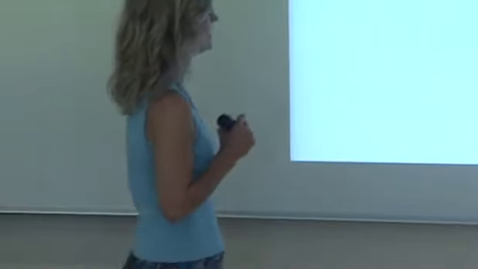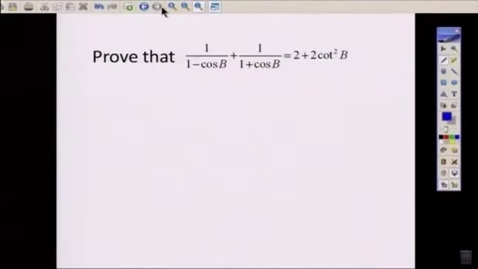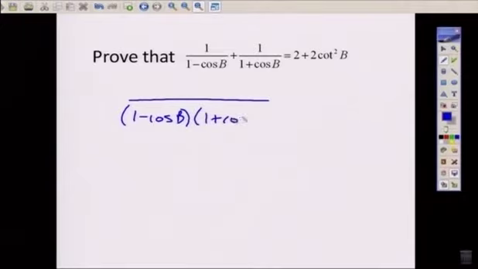And let's try another one. Here, let's work with the left. Again, sometimes it's easier to take fractions and add them together and combine them and then hope that we can see where to go from there. So here, to add fractions, I have to have a common denominator. And my common denominator is 1 minus cosine b and 1 plus cosine b. So this side I'm going to have to multiply top and bottom by 1 plus cosine b, and this one by 1 minus cosine b to get my common denominator.